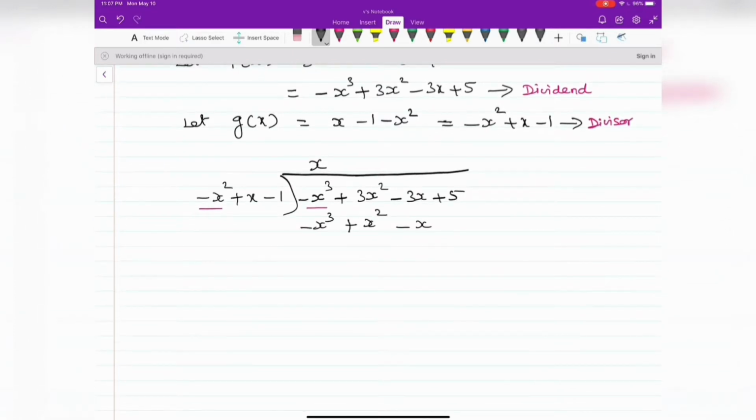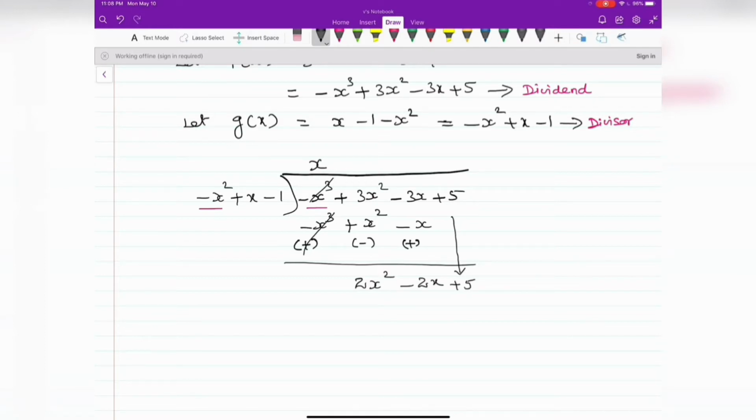Then the usual procedure, I have to subtract. The sign will change. So here I will have plus sign, here minus, and in this place plus. Now what will happen? Minus x cube plus x cube will get cancelled. Then plus 3x square minus x square will give 2x square. Then minus 3x plus x will give minus 2x. Let me bring down this 5 plus 5.